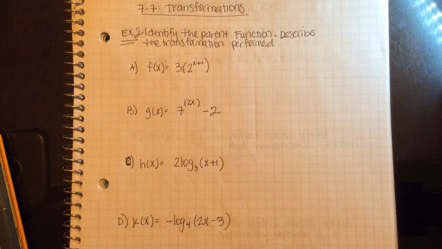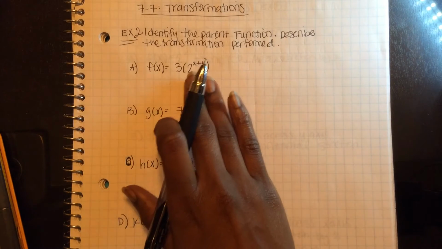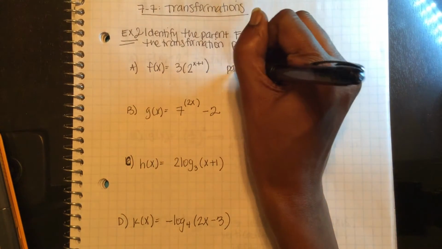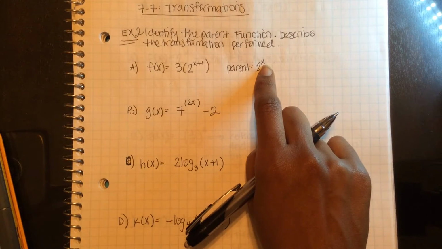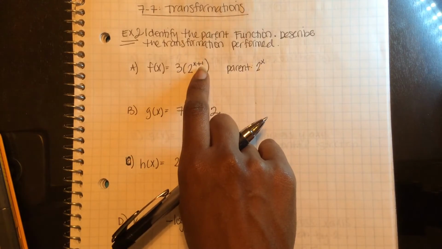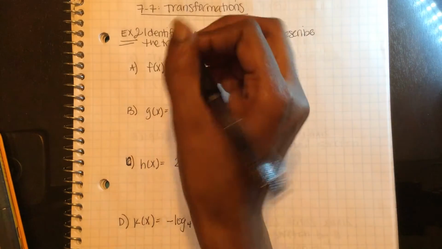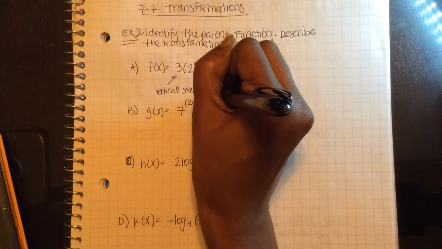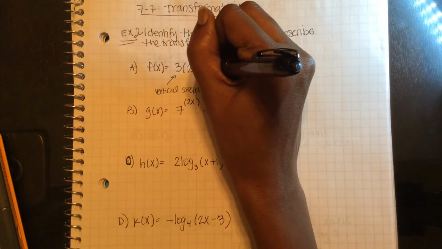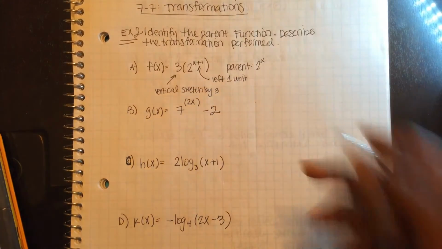In example 2 here, we want to identify the parent function and then describe the transformation that was performed. So in this function, I see that my parent function is 2 to the x, just a base and an exponent. So I see the 3 and the plus 1 are transformations done to this base exponential function. The 3 is a vertical stretch by 3, and the plus 1 to my x shifts it to the left 1 unit.